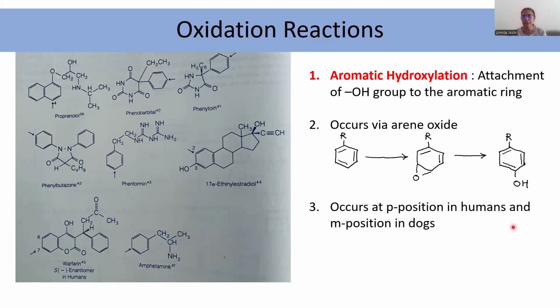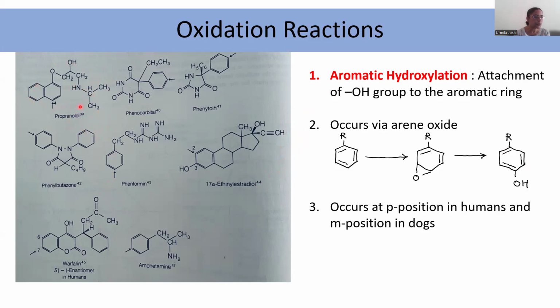Now, in humans, most of this aromatic hydroxylation occurs at the para position, whereas it occurs mostly at the meta position in dogs. And this difference in metabolism has to be remembered in veterinary medicine. So, let us try to see some examples of aromatic hydroxylation.